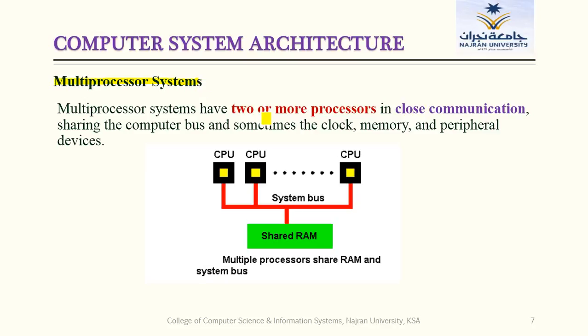In a multiprocessor system, the number of processors will be two or more, and they are in close communication, sharing the computer bus, sometimes the clock, memory, and peripheral devices, as you can see here: CPU 1, 2 and so on, CPU n. It depends on whether our system is dual core, quad core, i3, i5, currently available i7. So multiprocessor systems share the RAM and system bus. The RAM that we have seen, they are sharing.